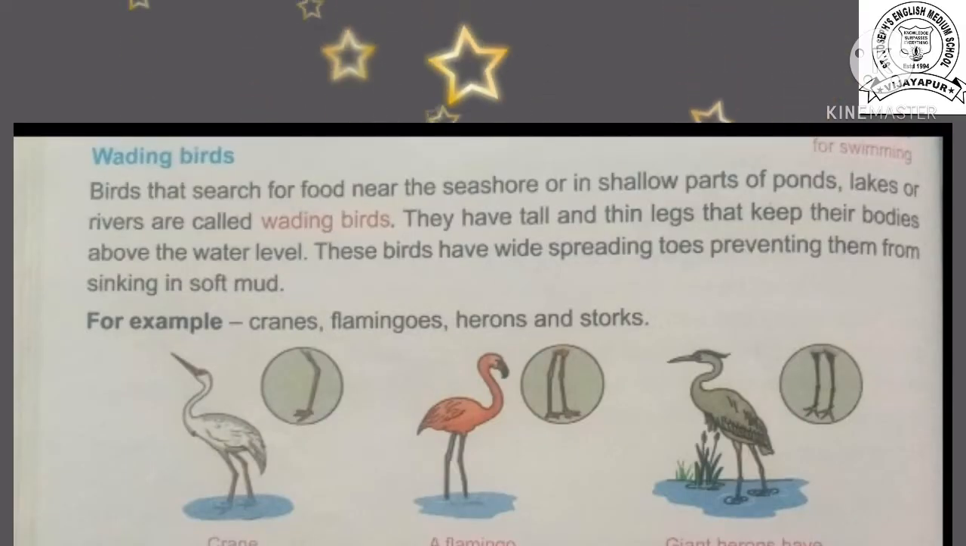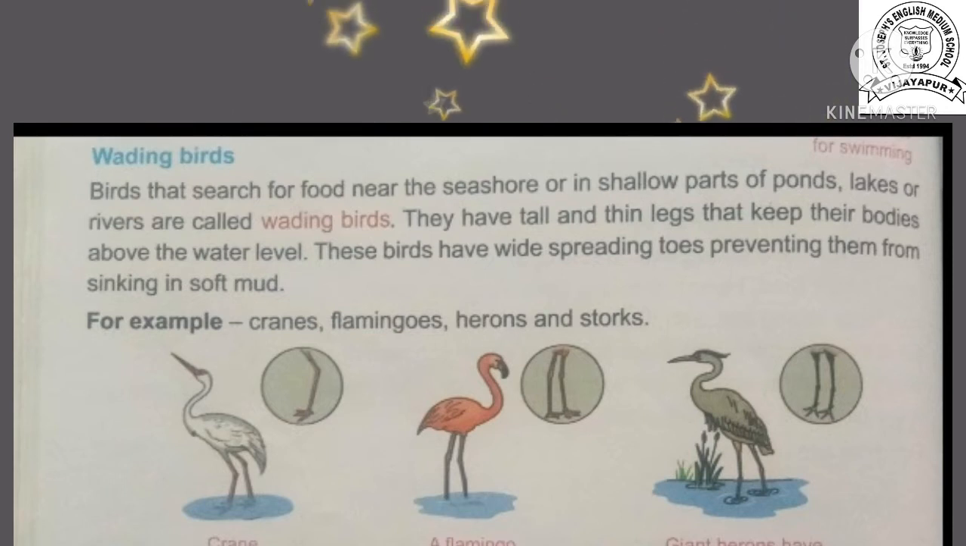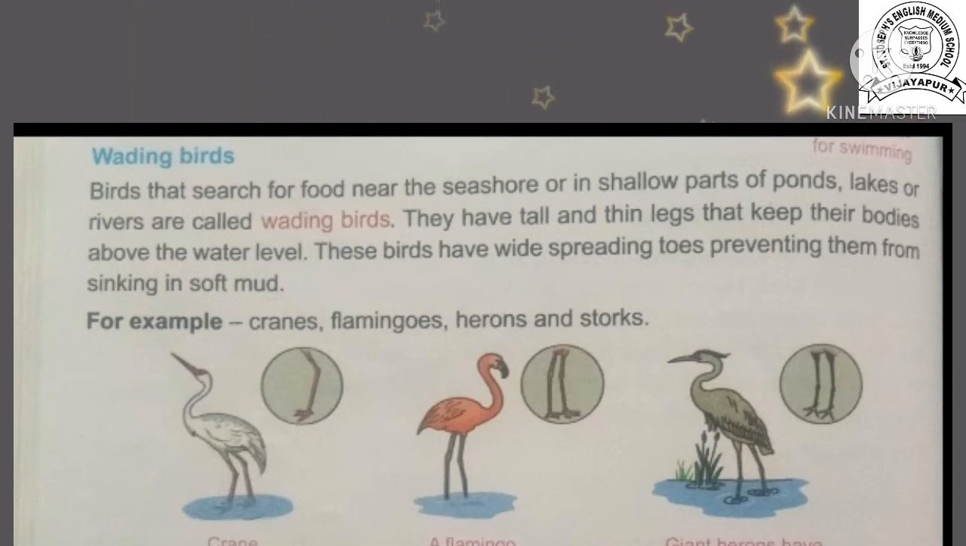Wading birds. Birds that search for food near the seashore or in shallow parts of ponds, lakes or rivers are called wading birds.